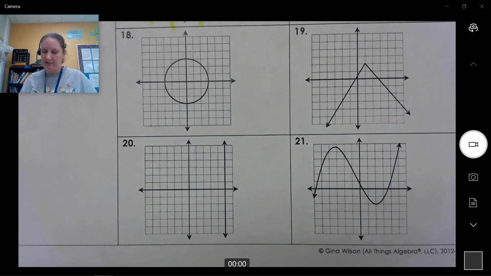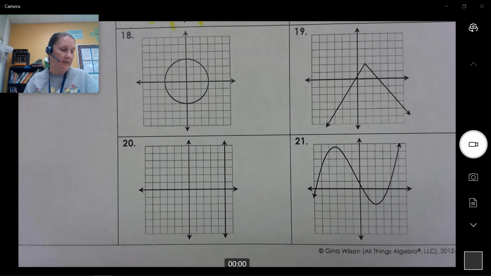All right, number 18, 19, 20, and 21. Are these yeses or nos? Are they functions because they pass the vertical line test, or are they relations because they do not pass the vertical line test?